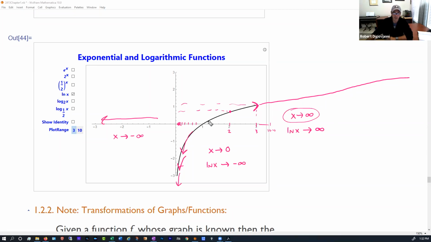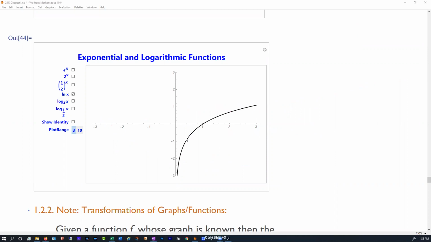As x gets closer to 0, the natural log function starts to dive down, right? As x gets bigger, going to the right, the natural log function also gets bigger. But I can't go to negative infinity because it's not in the domain. Any questions? Do I need to clarify any of that? Okay.